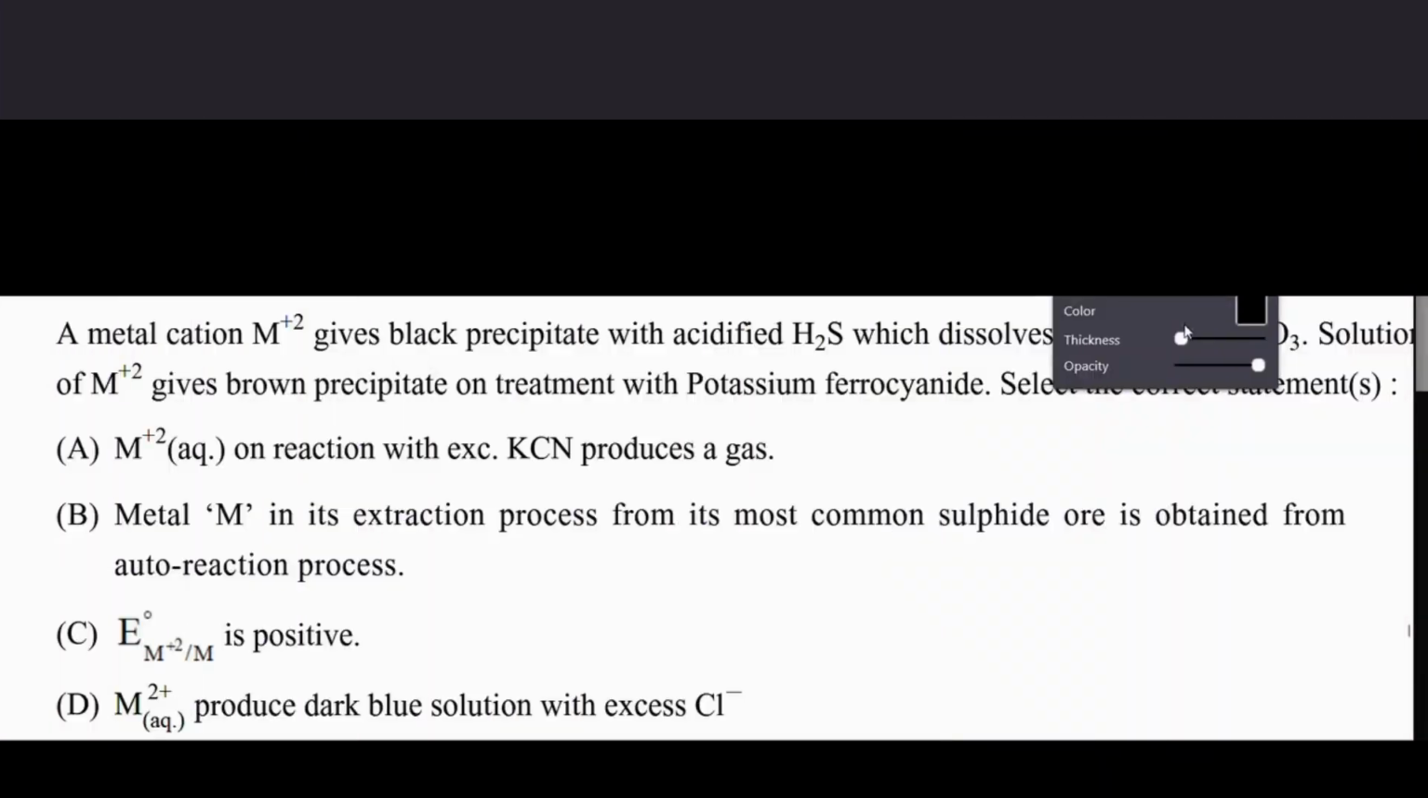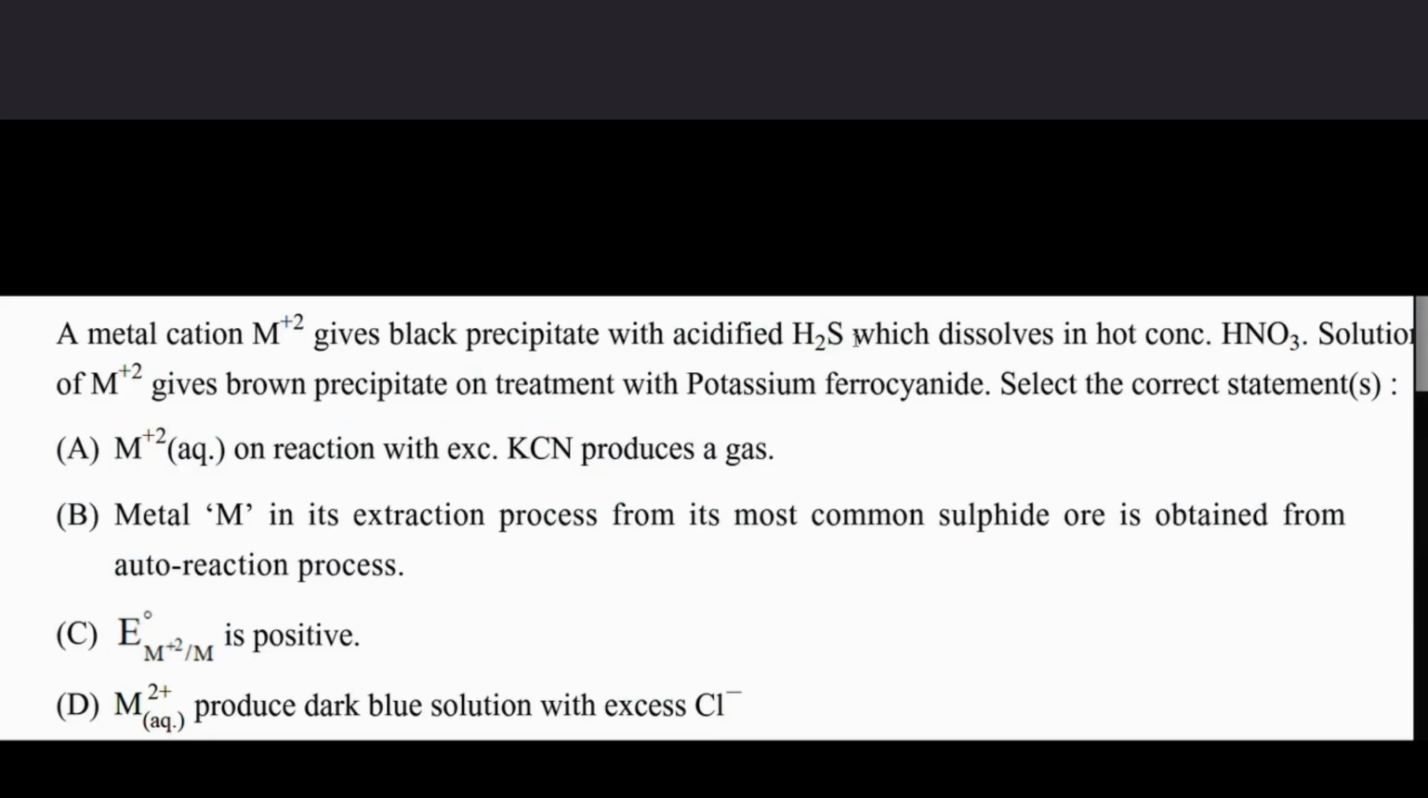So this is the second question for today's video, and this is again a question from Allen's All India Open Test, and again this is a question from inorganic chemistry. The question says that we have a metal cation M2+, which gives a black precipitate with acidified H2S, and from this information itself we can roughly guess what type of cation it can be, but let's proceed with the rest of the data first.